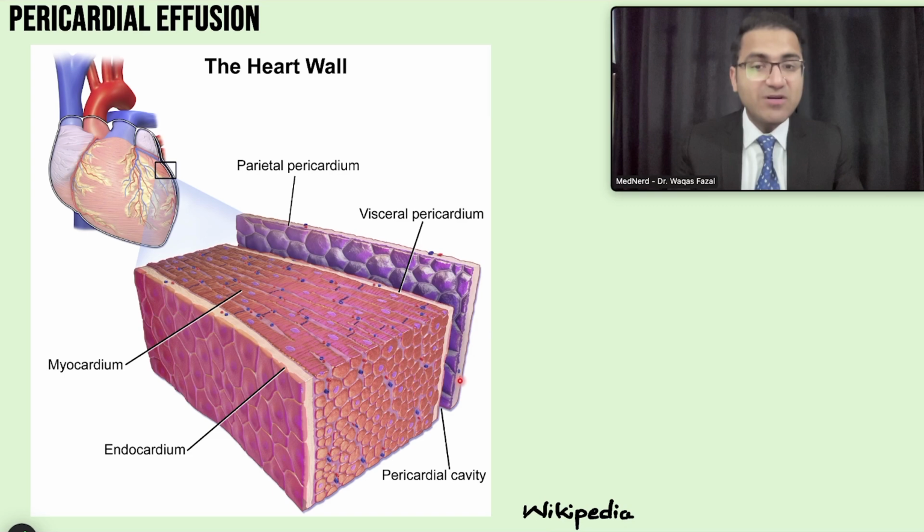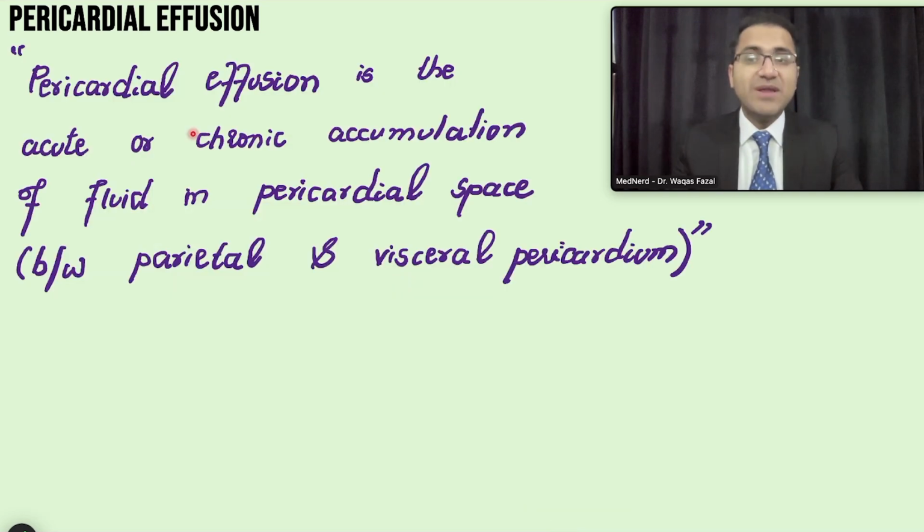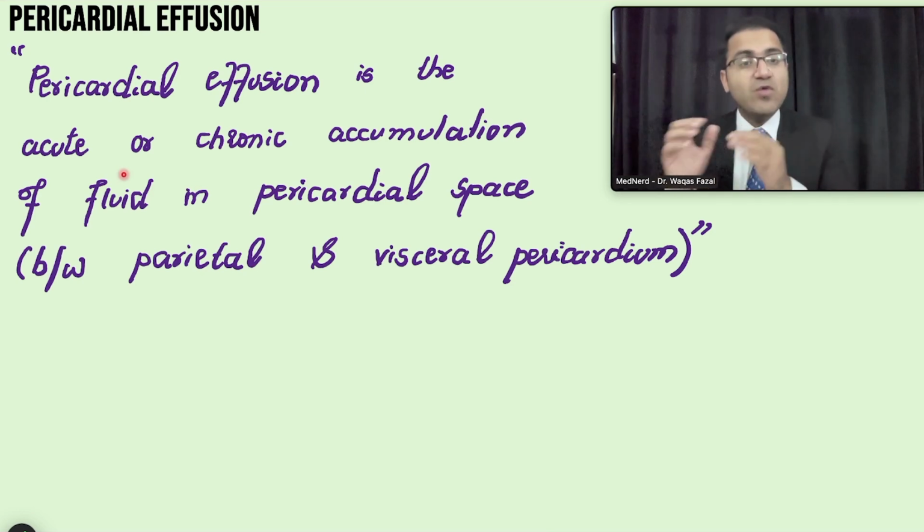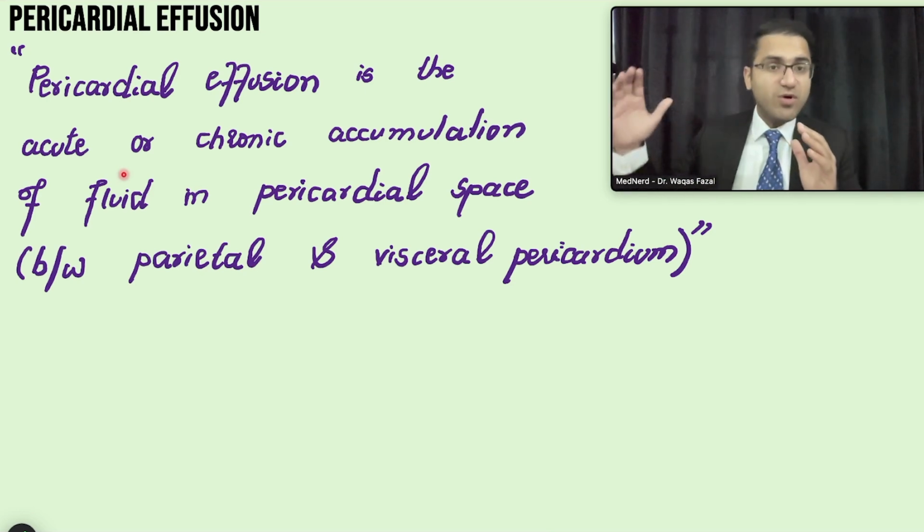Within this pericardial cavity, sometimes fluid can accumulate, sometimes blood can accumulate. Sometimes pus can accumulate. Whenever any type of fluid accumulates between the parietal pericardium and visceral pericardium, that is called pericardial effusion. Effusion around the heart within the pericardial cavity. Pericardial effusion is an acute or chronic accumulation of fluid in the pericardial space between the parietal and visceral pericardium. It can occur acutely, where there is sudden accumulation, or it can occur chronically, where there is accumulation of fluid over a period of time.